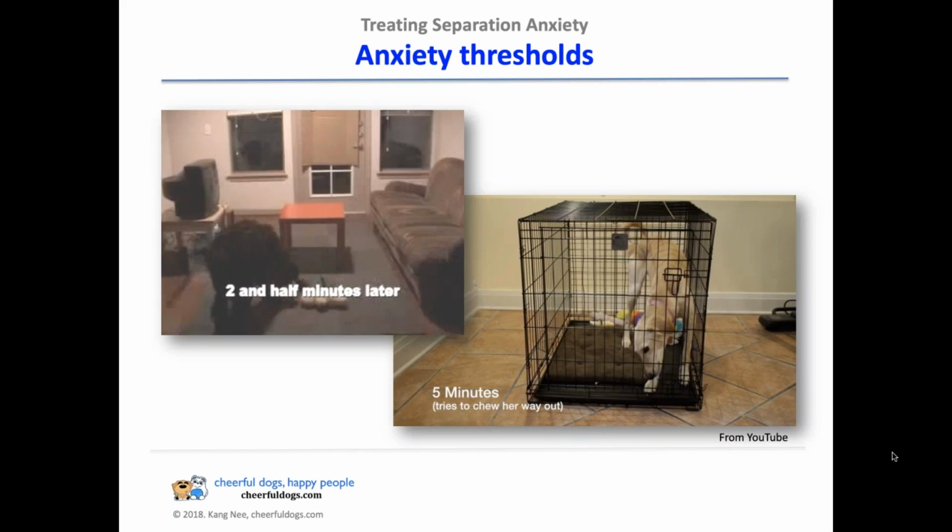For Daphne, at 5 minutes, she was already trying to chew her way out. So she's already at threshold or even slightly above her anxiety threshold. If we were to start work with her, there'd be two things that we would do. One, we would test if she does better out of that crate. And secondly, we would start with absence durations much less than 5 minutes.